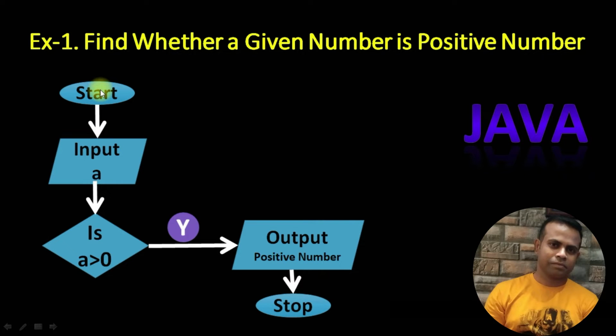Our program starts here, then we will take an input, and that input will be stored in an integer variable a. Then we will check, is a greater than 0? If yes, then we will return an output statement, positive number. Then we will stop our program.